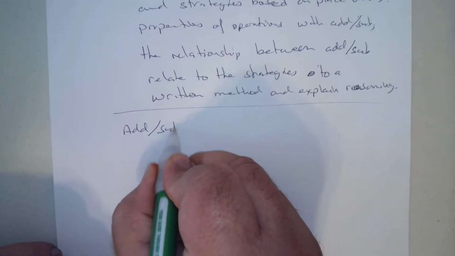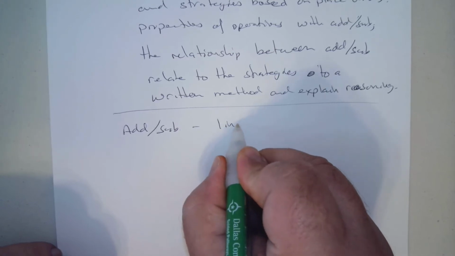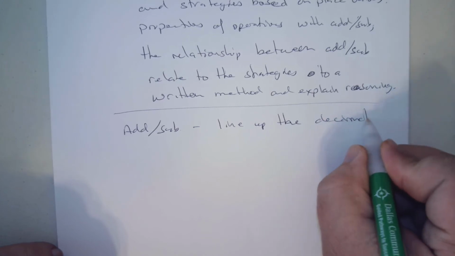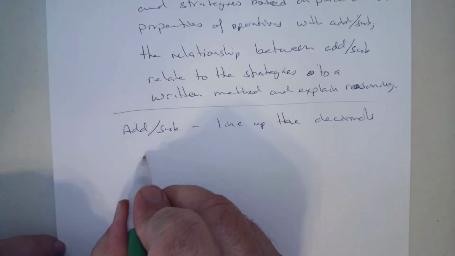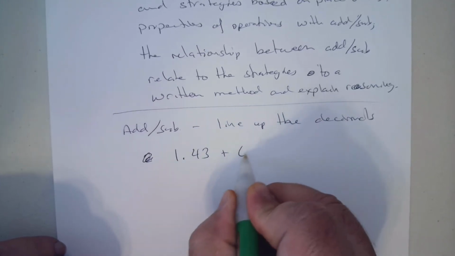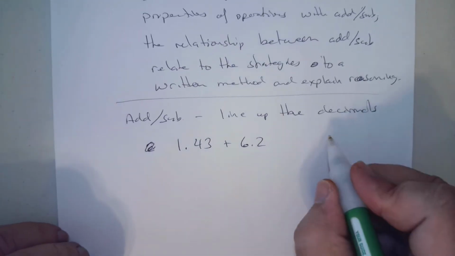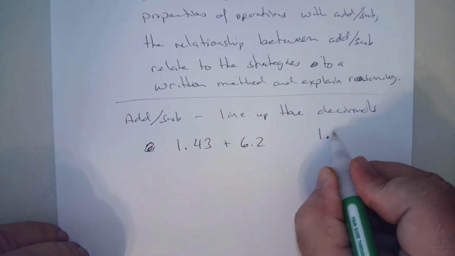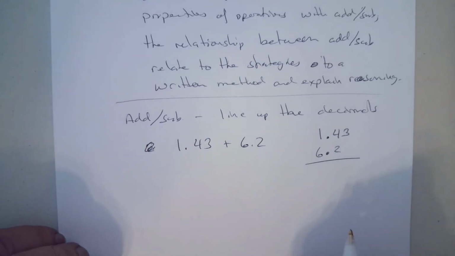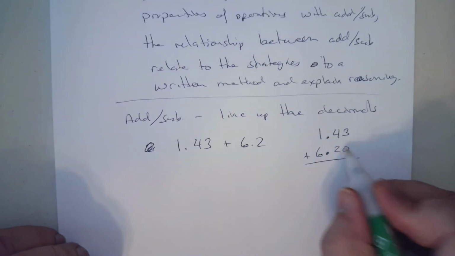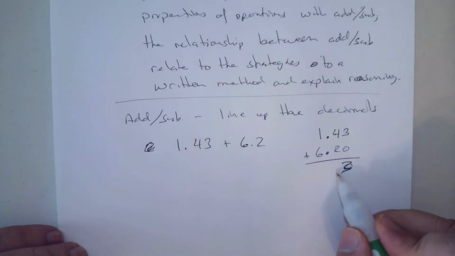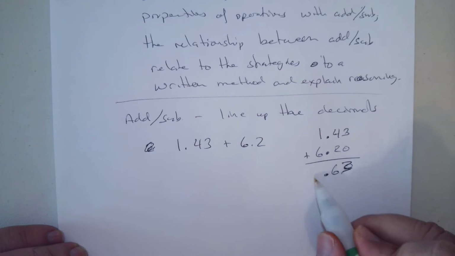Adding and subtracting decimals, just line up the decimals. For example, 1.43 plus 6.2. So 1.43, 6.2, add them up. 3 plus 0 is 3. 4 plus 2 is 6. There's a decimal. 6 plus 1 is 7.